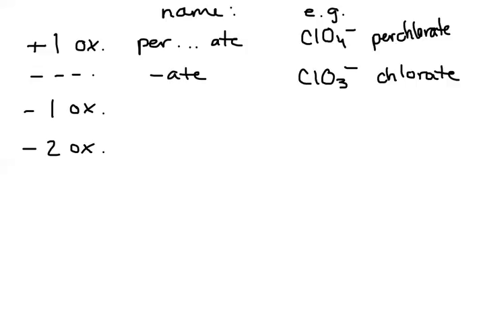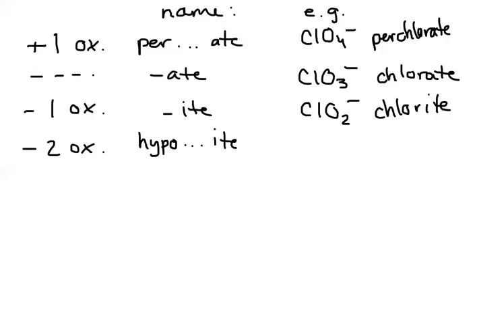If I subtract an oxygen, it becomes -ite. So if I have ClO2 minus, what's the name of that? Using this table, chlorite. And the final one is minus 2 oxygens is hypo-ite. So ClO minus is hypochlorite. And yes, you do have to memorize these rules.